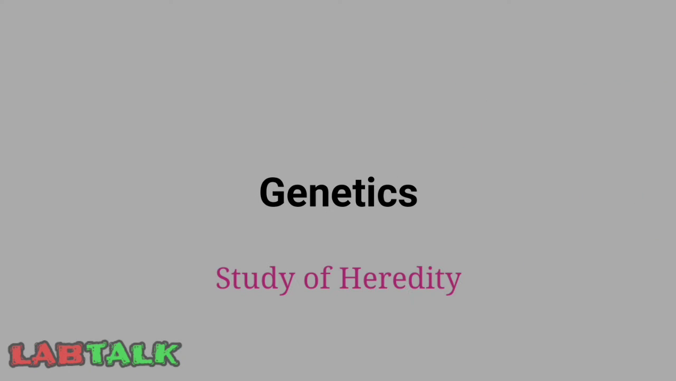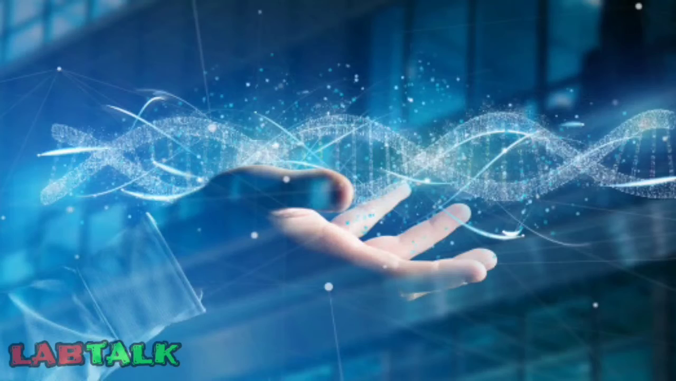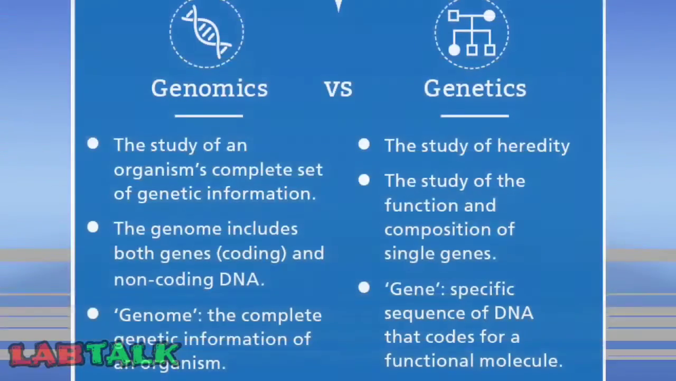So first of all, we will start with what is genetics. Genetics is the study of heredity, whereas genomics is defined as the study of genes and their functions and related techniques. The main difference between genetics and genomics is that genetics scrutinizes the functioning and composition of a single gene, whereas genomics addresses all genes and their interrelationships in order to identify their combined influence on the growth and development of the organism or human being.